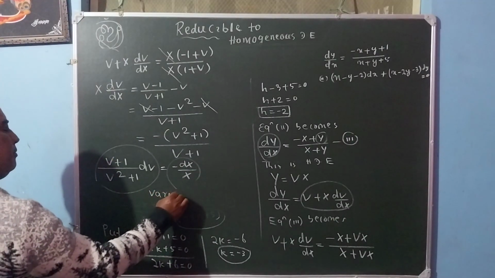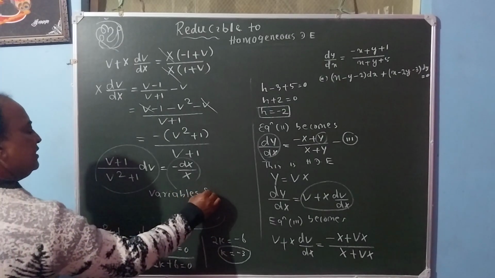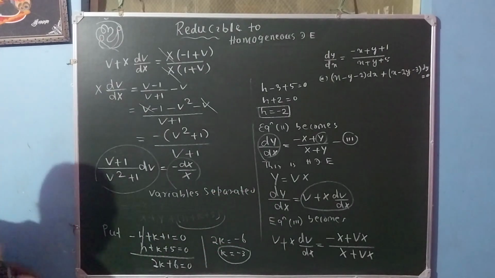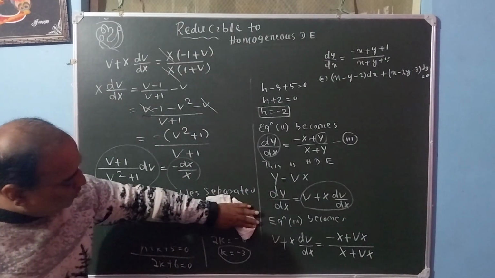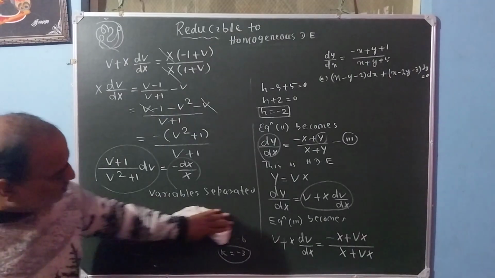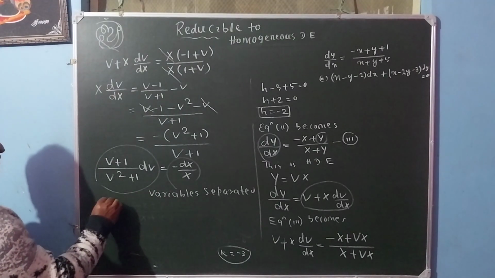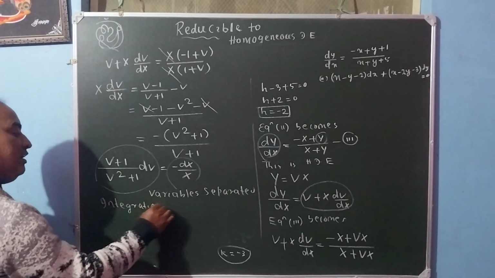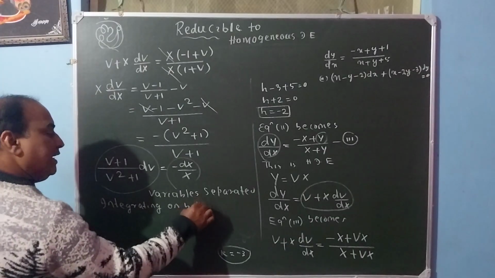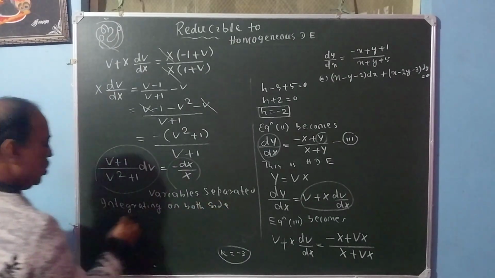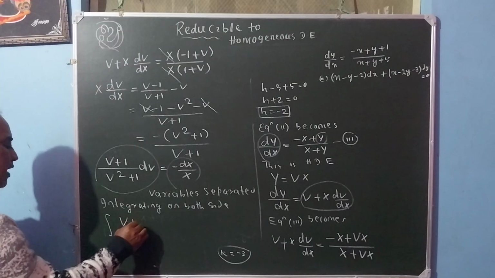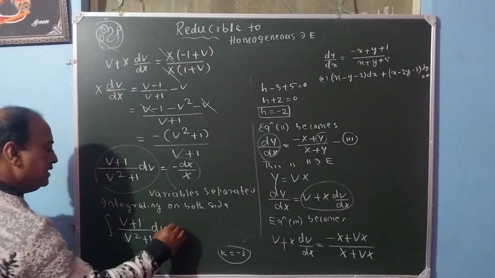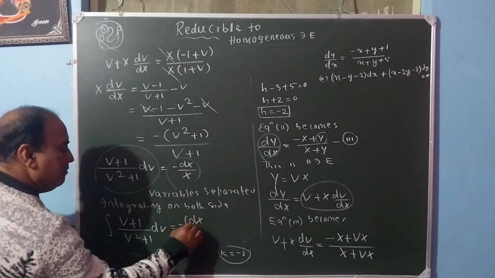Write down: variables separated. Then integrating on both sides. Write down: integrating on both sides. So (v plus 1) divided by (v square plus 1) into dv is equal to minus dx by x.